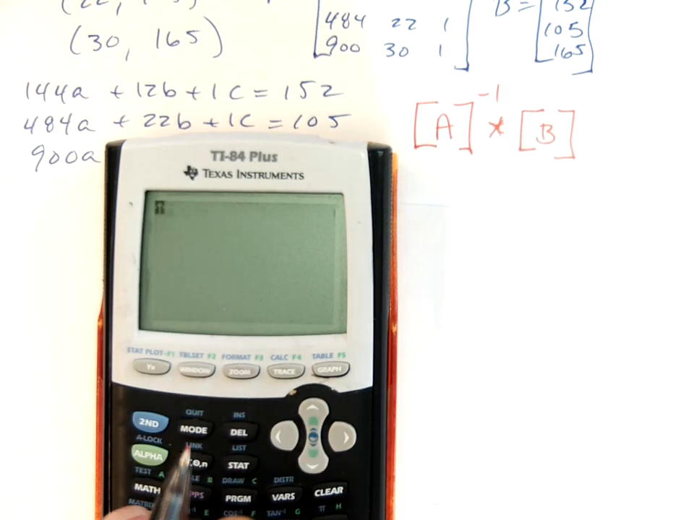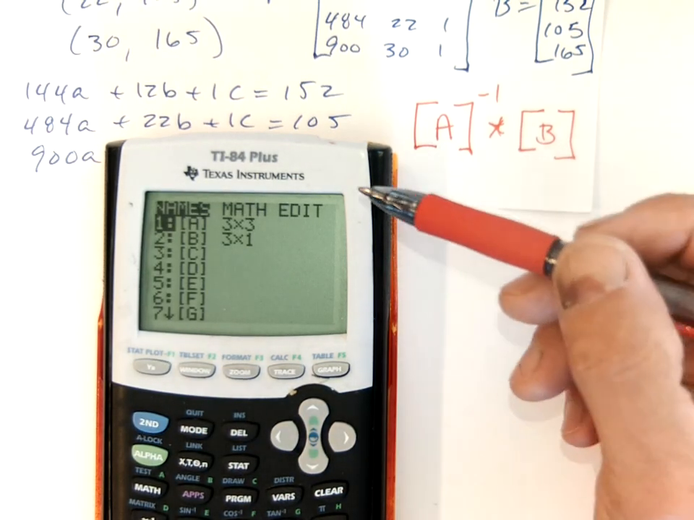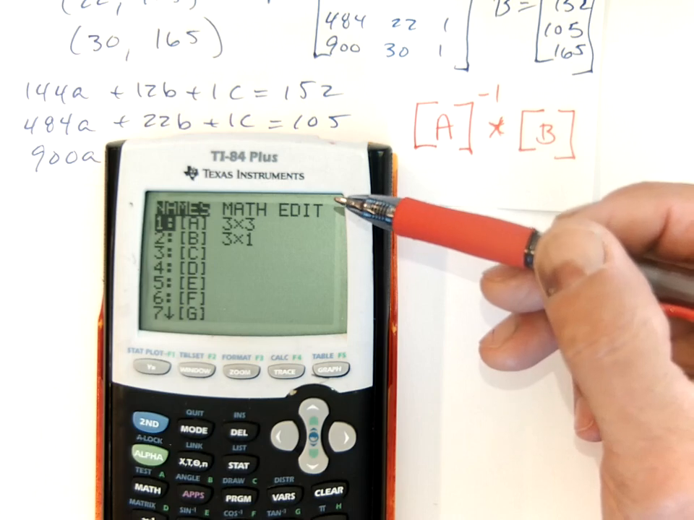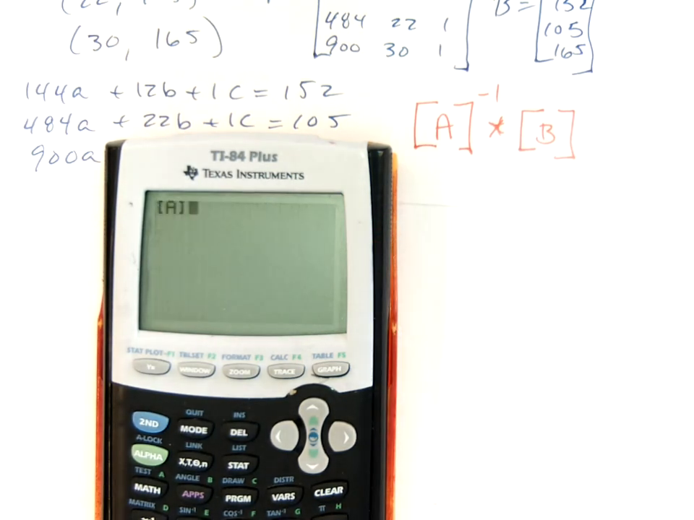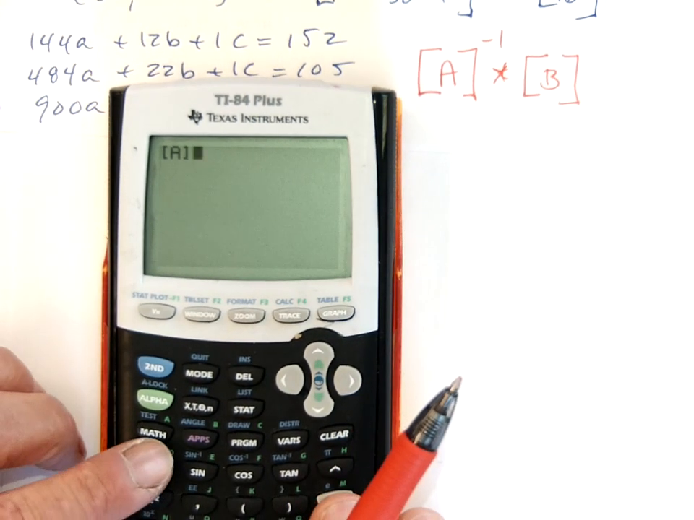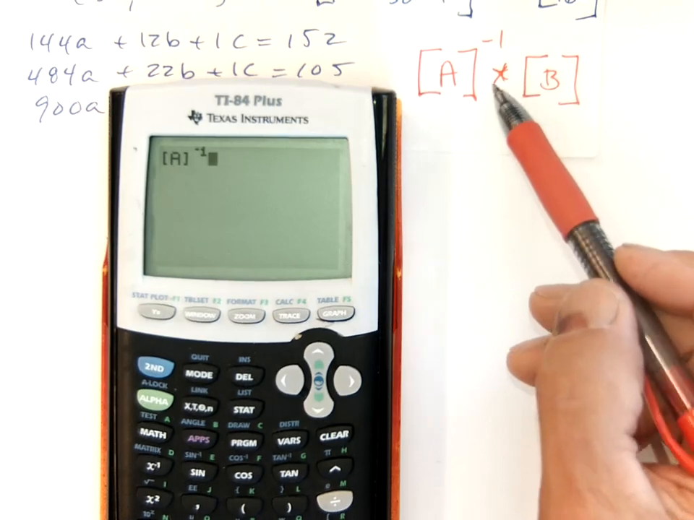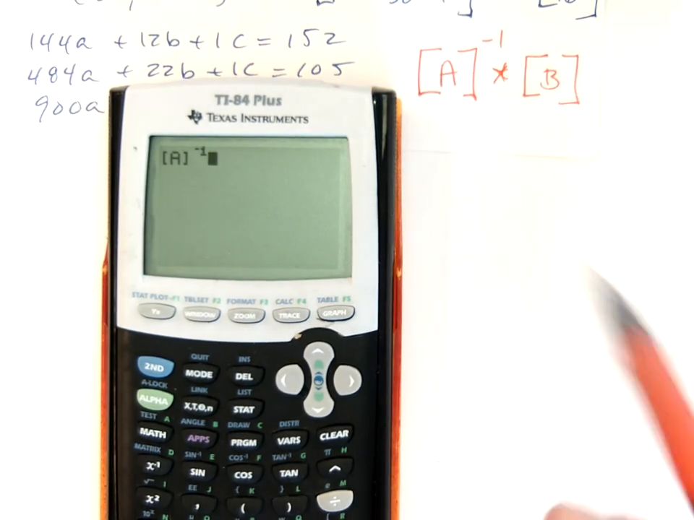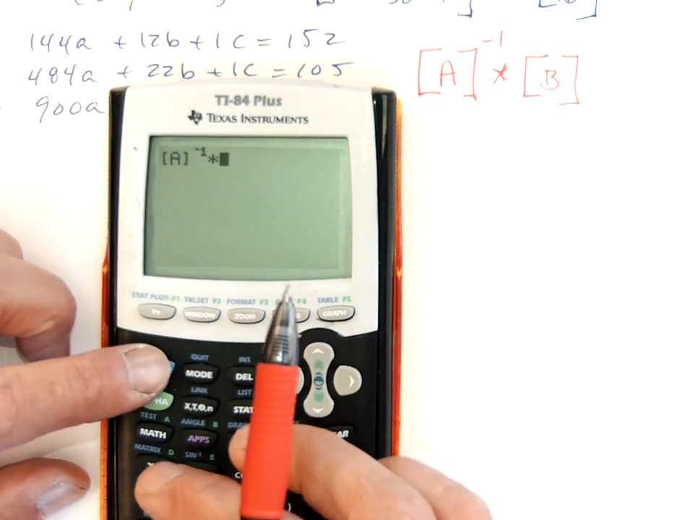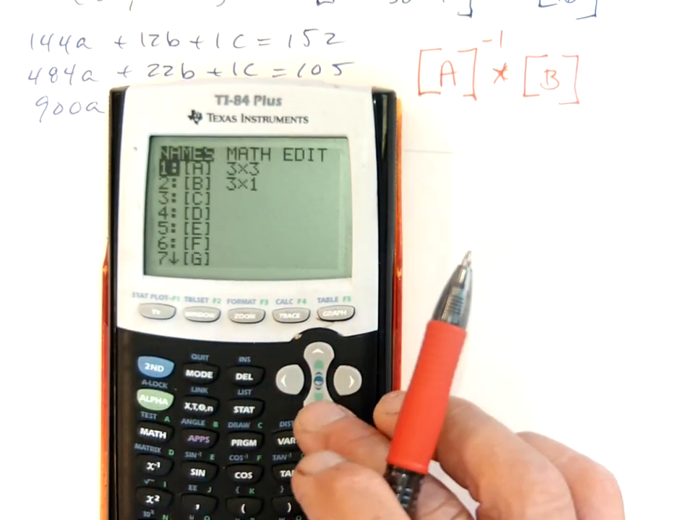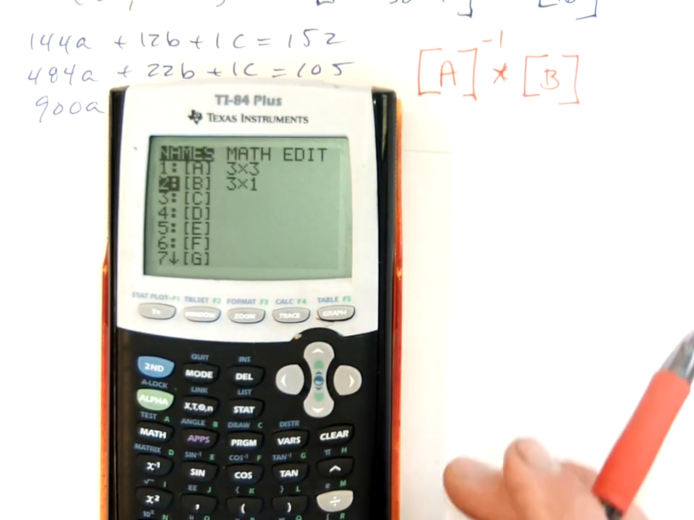So I went back to matrix, and at this point I will not use edit because I've already made it. So I just want A. This A is the A that I made. Enter. I need the inverse button, which is the x to the negative 1, which is that button right there. Times, you have to use a times symbol. Matrices are finicky. Times, I need matrix B. So go back into matrices. I go to B. I don't want to edit.